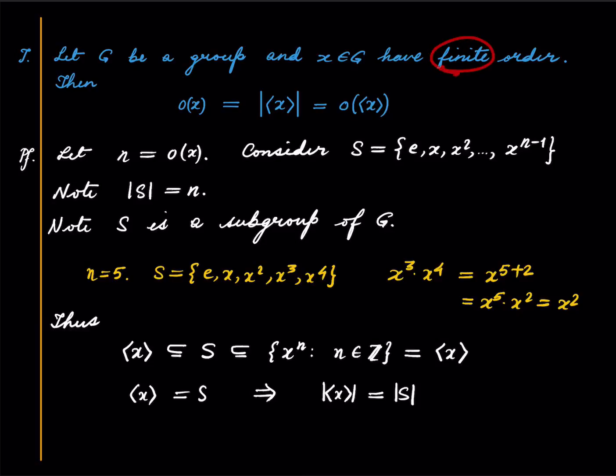Also, I want to mention that this finiteness here is not required. This is true for any group. If x had infinite order, this would be infinite and this would also be infinite. So I leave that as an exercise. All right.